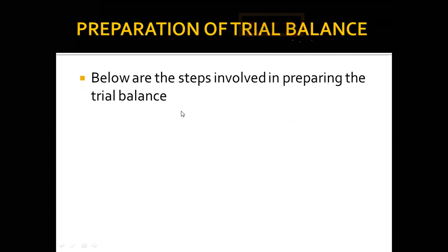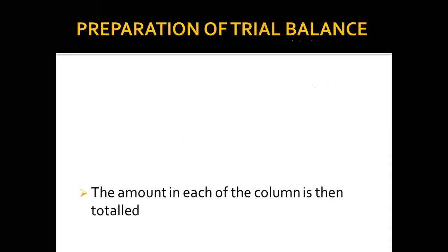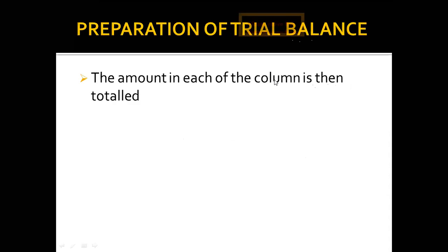Below are the steps involved in preparing the trial balance. State the name of the business and the title. Accounts having debit balances are listed in the debit column, and accounts having credit balances are listed in the credit column of a trial balance. The amount in each of the columns is then totaled.